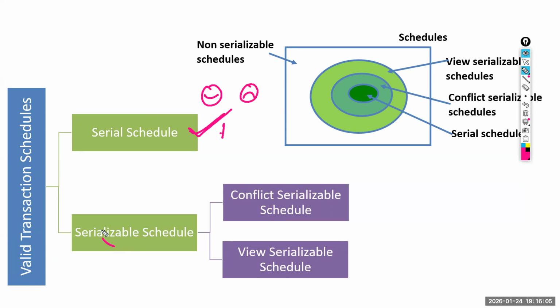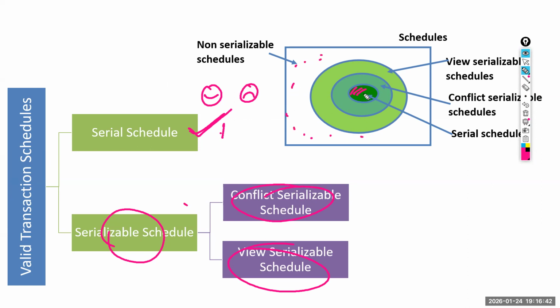So then we have serializable schedules. A serializable schedule means it's not a serial schedule, but that schedule is equivalent to one of the serial schedules. So therefore, it is safe. But at the same time, we do a certain level of interleaving, mixing things to make it fast. So there are two types of serializable schedules: conflict serializable versus view serializable. So this is non-serializable.